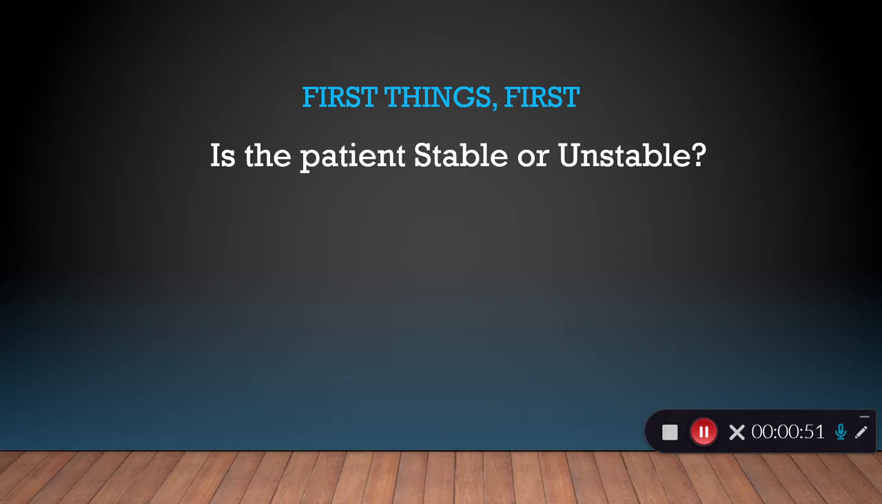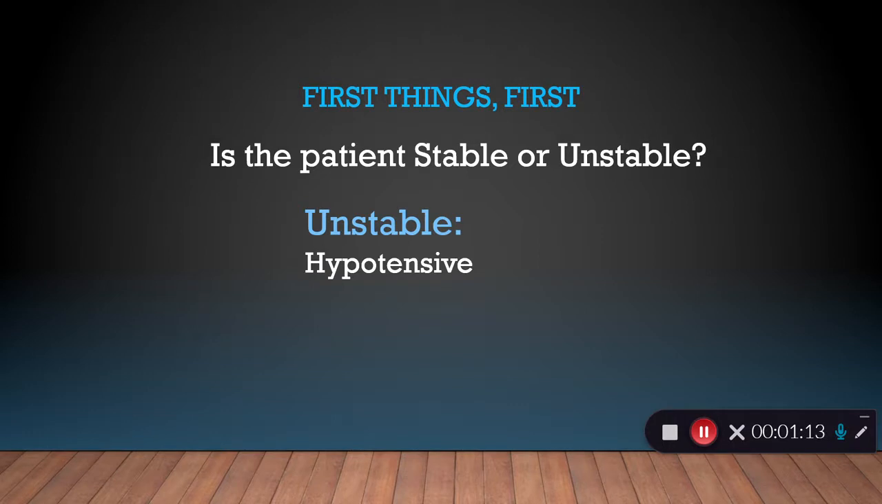Now this is not the same as being symptomatic. Okay, you can have a patient that's symptomatic, that's anxious and telling you all these things, but we want to look at the perfusion. Okay, are they perfusing well or not? Some of the things we're going to look at to determine unstable: are they hypotensive? If their blood pressure's in the toilet or headed that way, we know that's going to affect their perfusion, and therefore that makes them unstable.